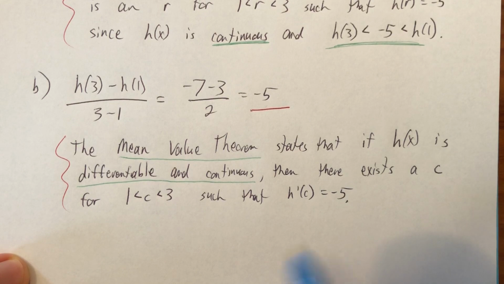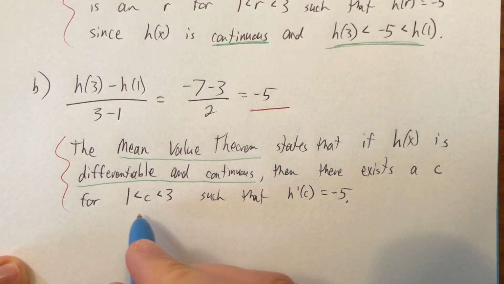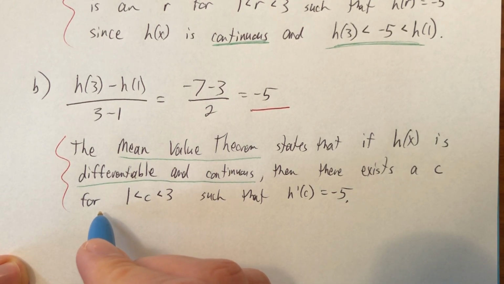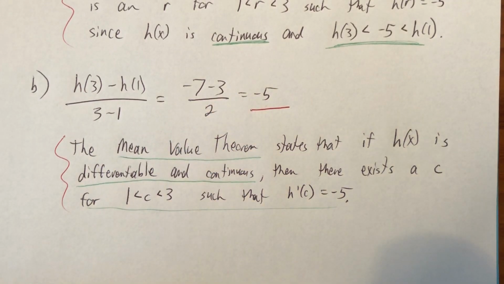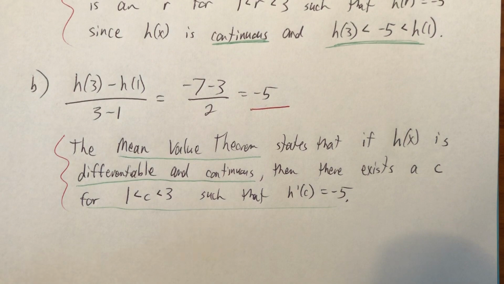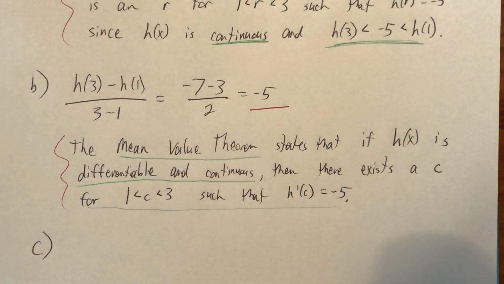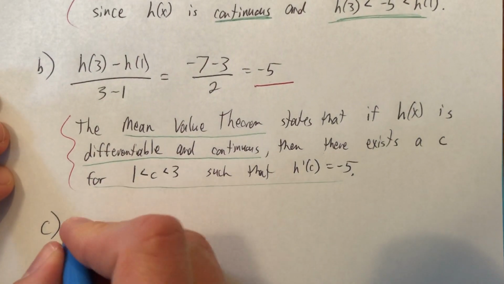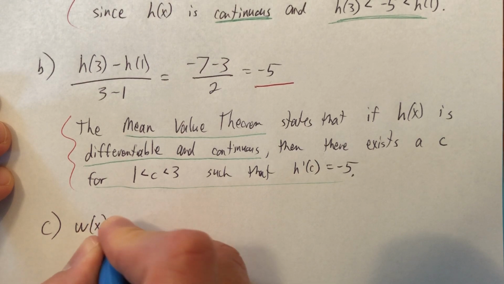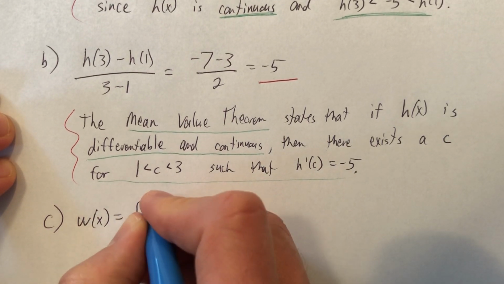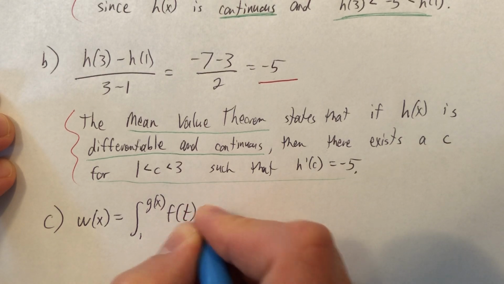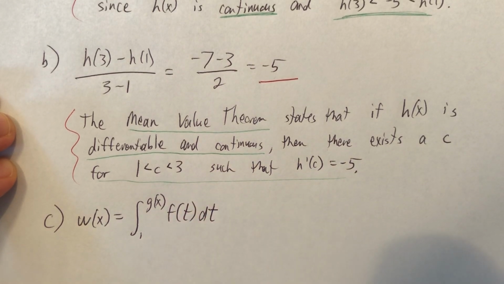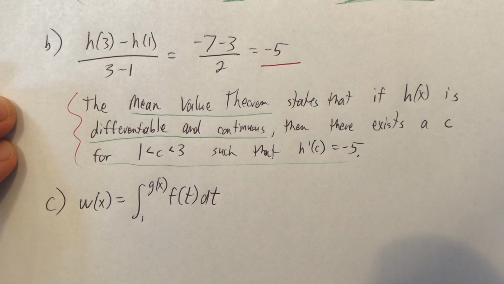And this is also an important part of it, that you're just kind of wording the rest of it, that you know that it exists, which kind of is implied by that statement up there. Okay, let's get to part C. And part C says that W is given by this function. And then they said, find W prime of 3.